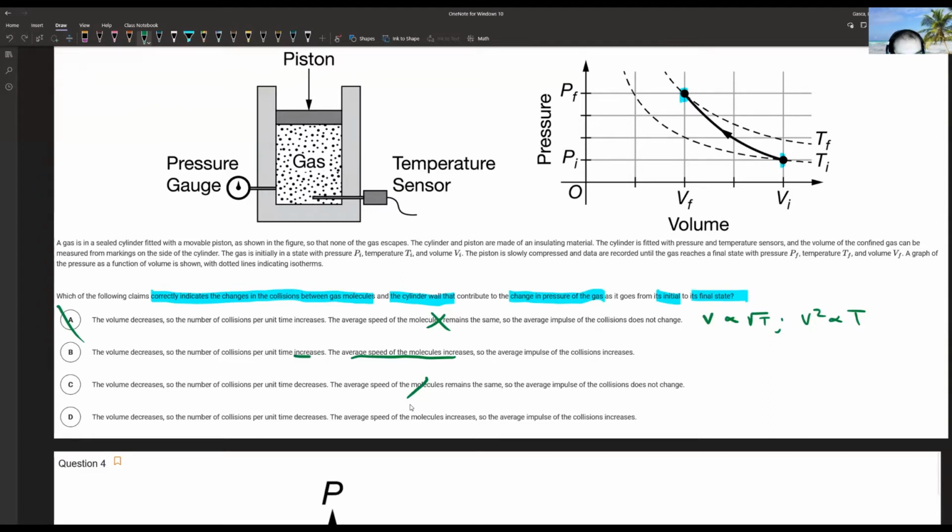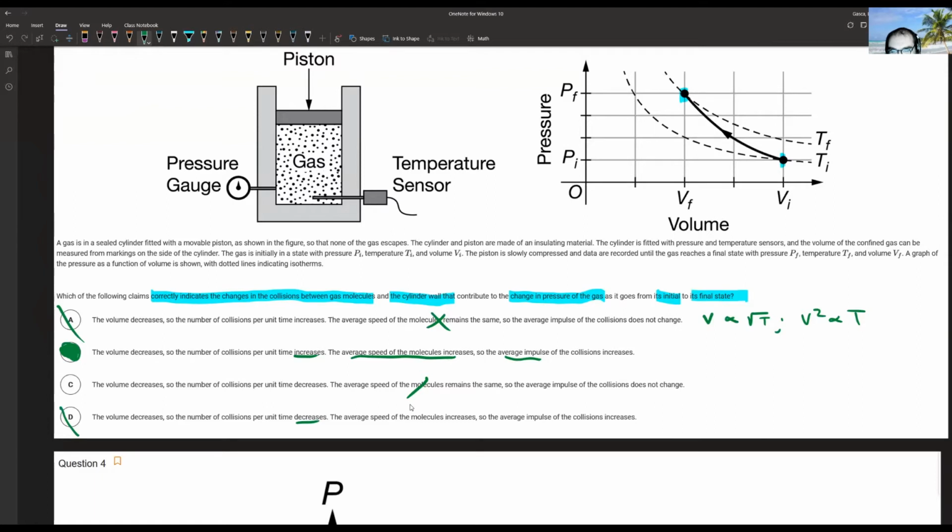Here we go. One of these is telling us that the number of collisions decreases per time. Well, if we're decreasing the volume, these guys are going to have less space between them to travel before they collide. So because the distance between us gets smaller and we're moving faster, we're more likely to have more collisions over time. And this will increase the average impulse.